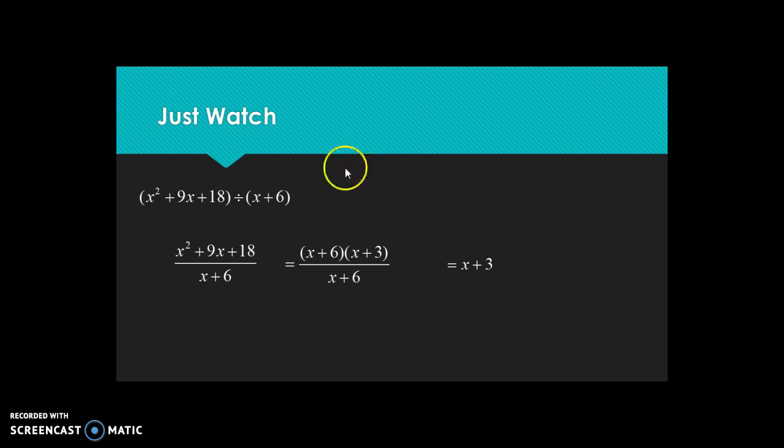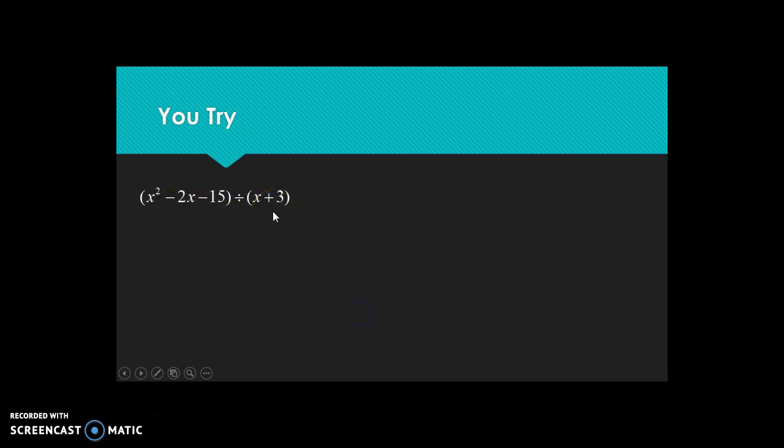Now, in a later problem, the third example in this set, if you were to do this and nothing canceled out, then you're going to have to do example 3, which we'll talk about in just a second. So, give this one a try. Pause the video. After you've finished, hit play to see if you got it right.